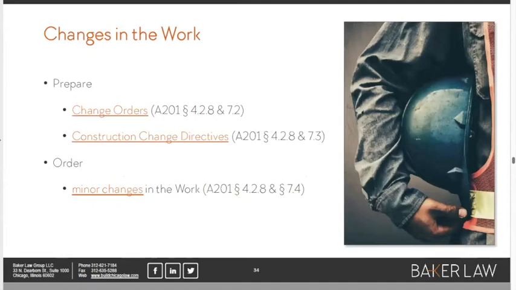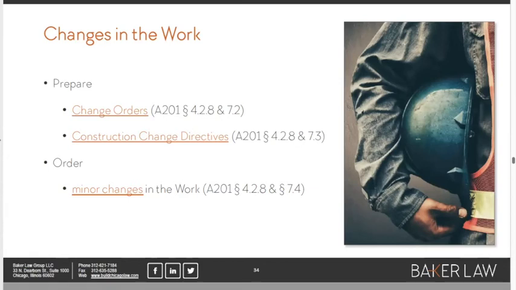Let's talk about changes in the work. There's a concept that not many people are familiar with. We all know what a change order is, right? A change order is when the owner and the contractor have agreed on a change. And maybe the price goes up, maybe it goes down, maybe the contract time goes up or down. The point is the owner and the contractor agree on what the change should be and whether the contract sum and contract time have to be adjusted.